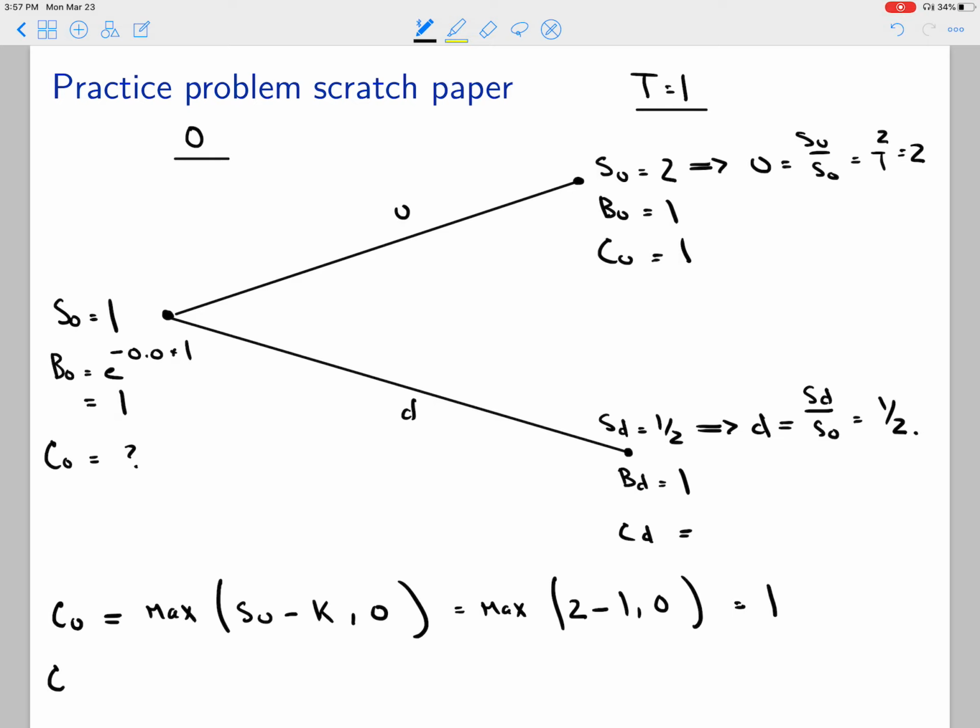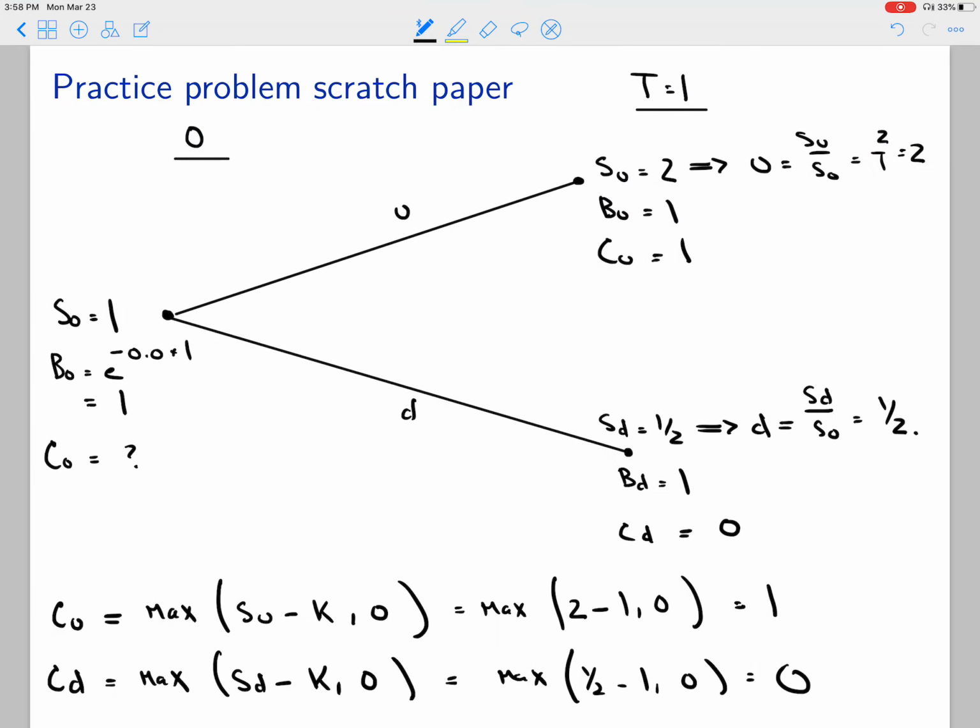Let's move on to the downstate, C sub D. The payoff to the call is the maximum of the stock price in the down state, S sub D, minus the strike, and 0. This is equal to the max of 1/2 minus 1 and 0, which is 0. So we plug that into the model right here. Now we have all the information we need to solve the problem. We have the call's payoffs, the stock's payoffs, the bond's payoffs, the risk-free rate, and the gross rates of return.